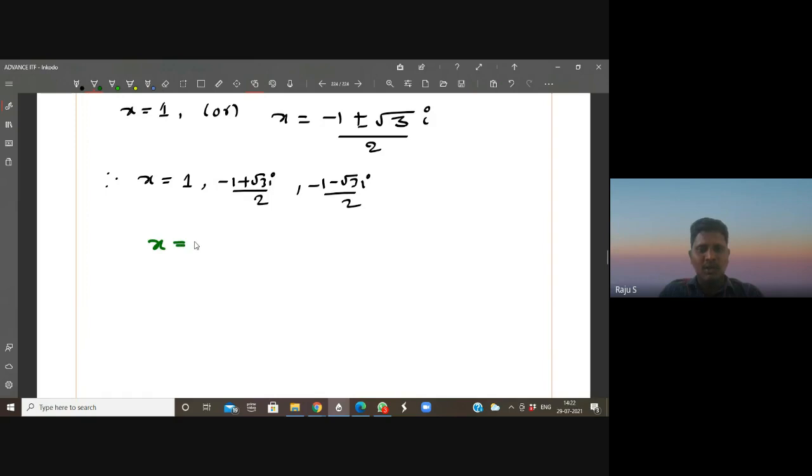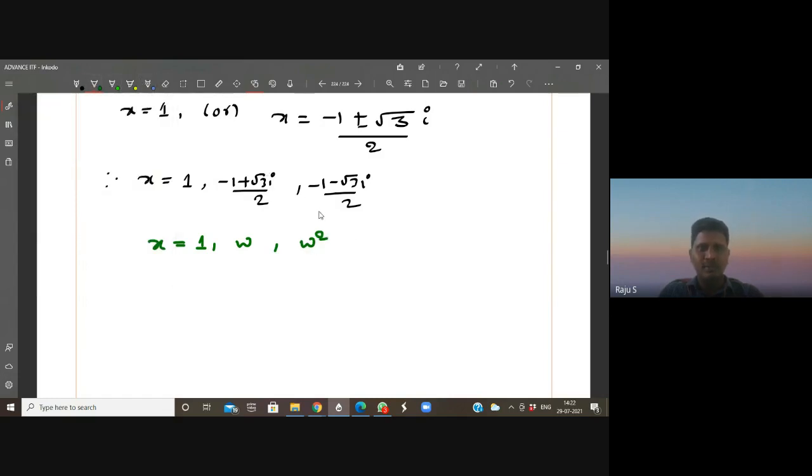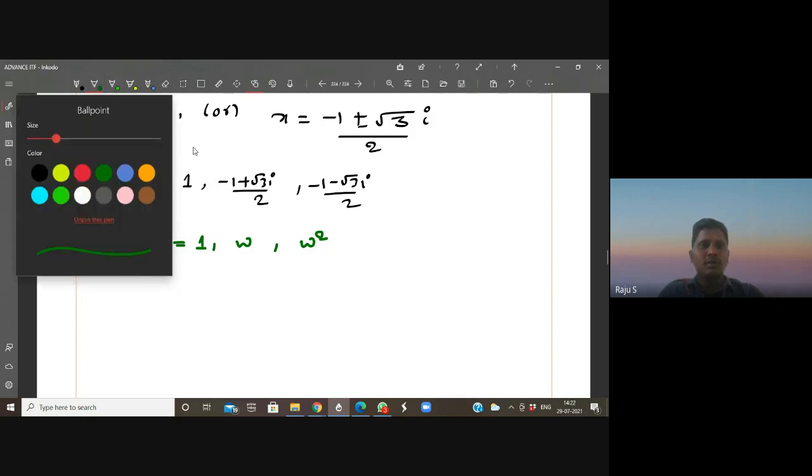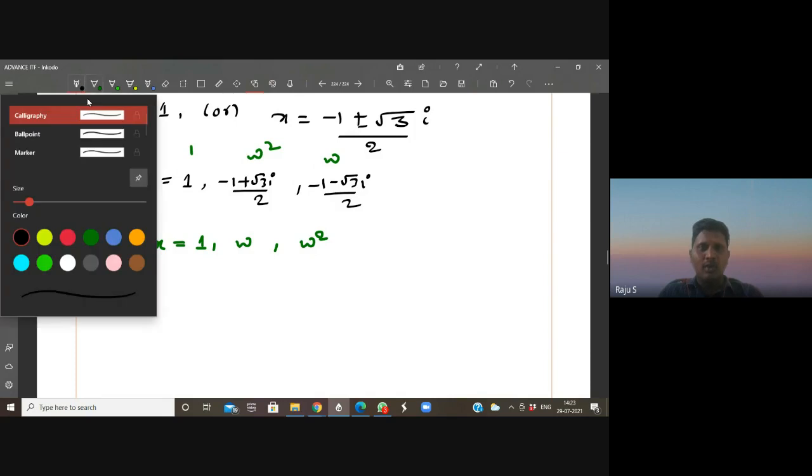Sometimes we may not. So we can consider this root as omega. This root is omega square. Not only this, you may consider this as 1, and this as omega square, because when you square the second one you get the third one, and when you square the third one you get the second one. You may take any one of the ways.